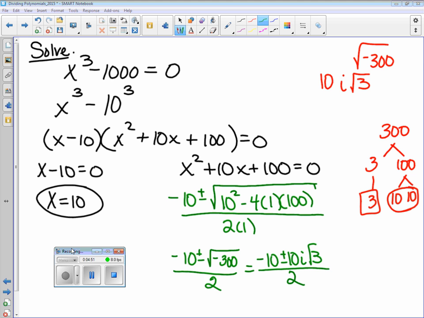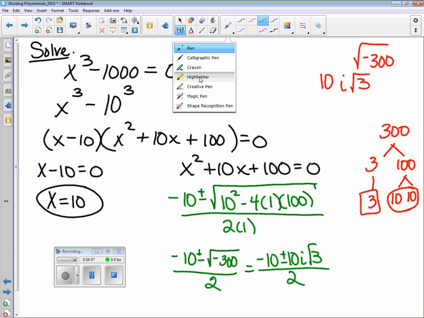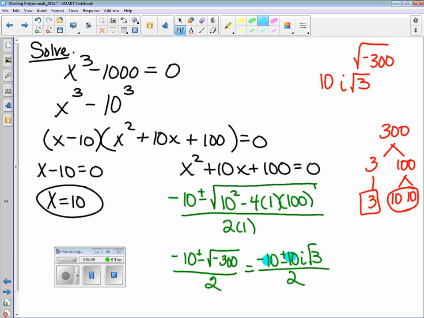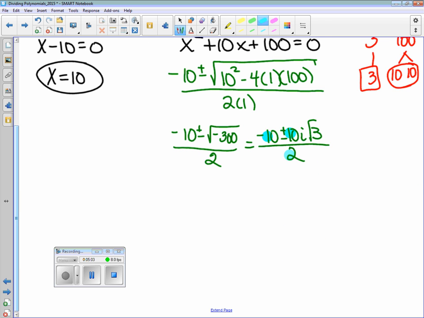Not finished yet. I have to reduce it. You're exactly right. Good job, April. I'm going to take these three things and reduce. They're all divisible by 2, so my final answer is, those are 2 answers, and 10 is 1 answer. So I have 1, 2, 3.